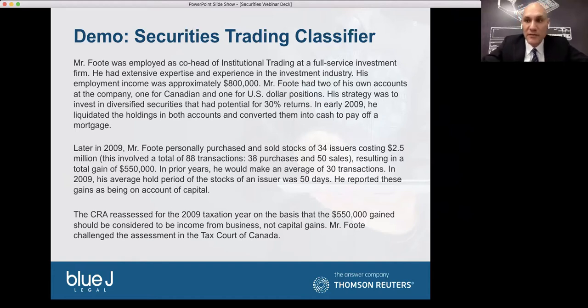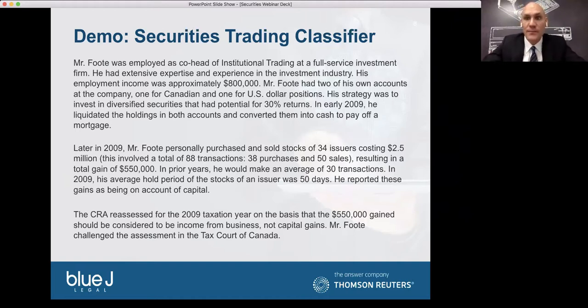So trading fairly frequently, on average, several transactions a month, but not over the top. So some people trade many dozens of times a week. This was not Mr. Foote. So compared to some people that Mr. Foote probably knows, he's not trading a massive amount.